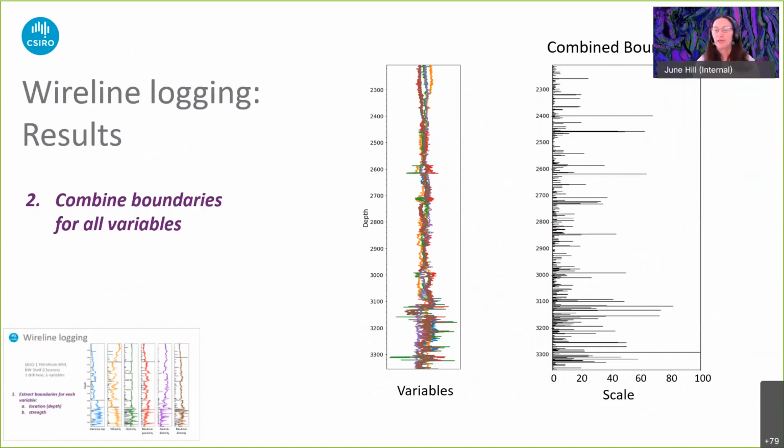If, as in many cases, boundaries coincide across the variables, then the strength of the new boundary will incorporate the strength of all the sub-boundaries that contributed to it. So if you get a boundary that reoccurs in many different variables, it will come out very strongly. And it looks something like that diagram on the right there. You can see scale on the x-axis and depth on the y-axis. So you can see the location of all your boundaries and how strong they are.